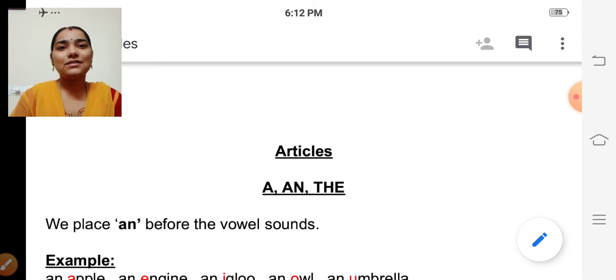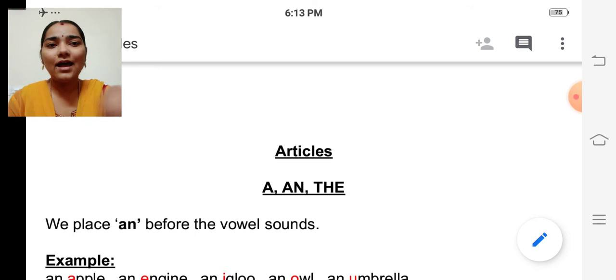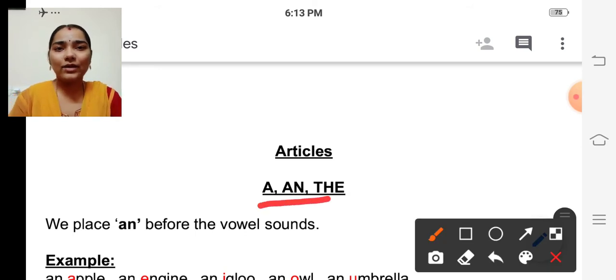First let's start with articles. Today we are going to learn about articles. There are three articles in English grammar: a, an, and the. We use these articles before nouns.